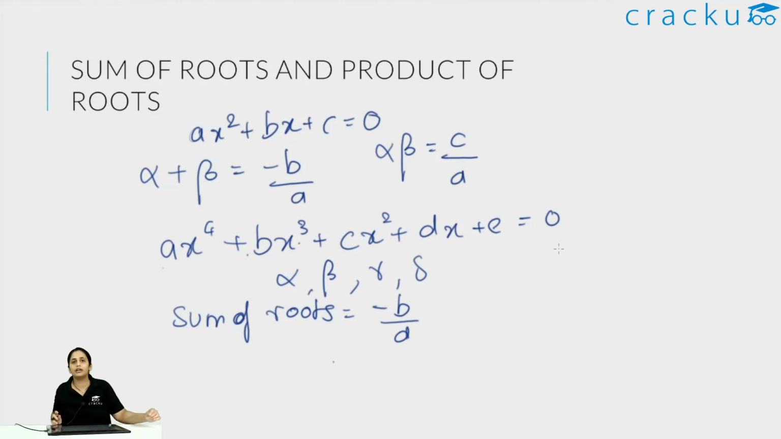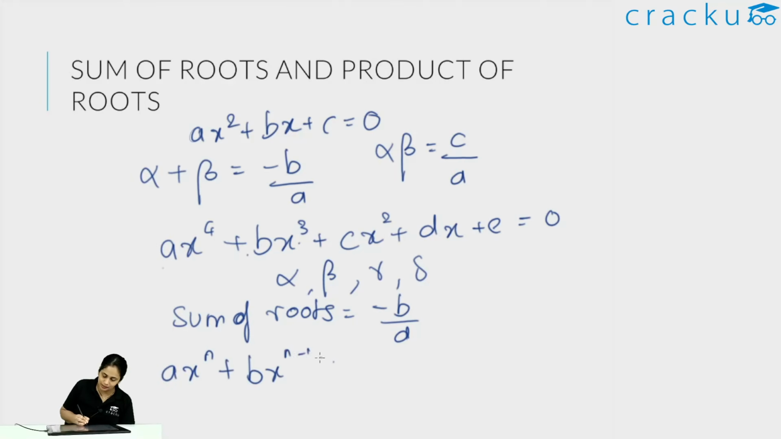So this has to be only with one variable. If you have an equation in x and y, this doesn't apply. It has to be an equation with different indices of the same variable. In that case, if you have ax raised to n plus bx raised to n minus 1 and so on, the sum of the roots will be minus b by a. Always, minus the second coefficient divided by the first coefficient gives you the sum of the roots. So alpha plus beta plus gamma plus delta is equal to minus b by a.